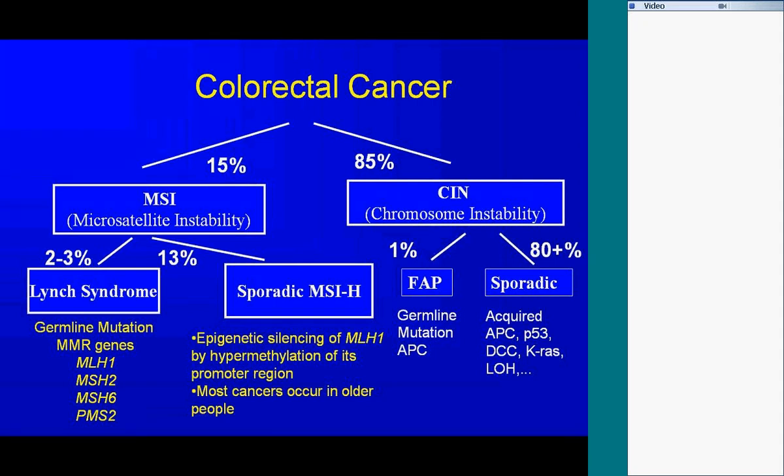But most microsatellite instability high tumors are admittedly sporadic, and they're due to epigenetic silencing of the MLH1 promoter by hypermethylation. And most of these cancers occur in older people. But we want to be able to identify the patients with Lynch syndrome, and we may need to identify the patients with sporadic MSI-high cancers because they may not respond as well to 5-FU-based chemotherapy, and because they have a better outcome, it may not be necessary to treat them anyway.